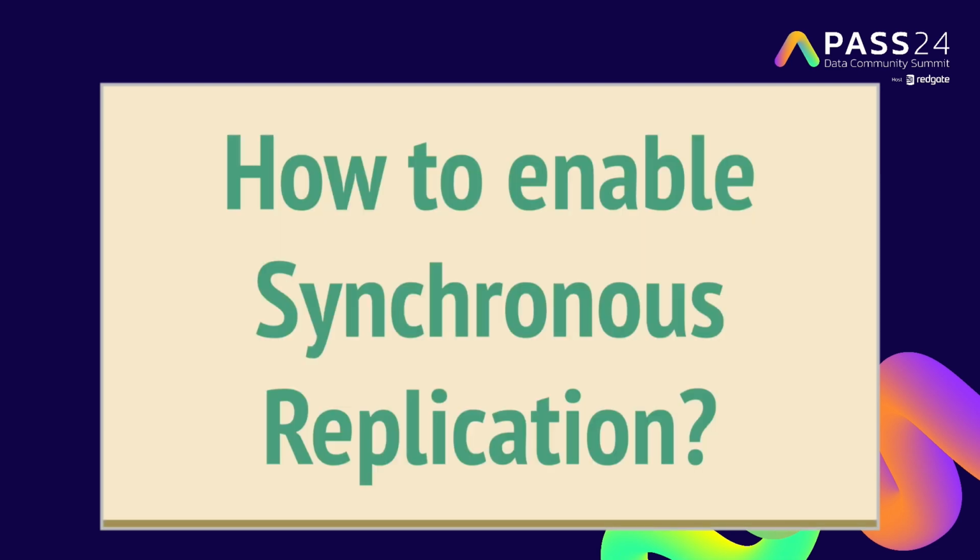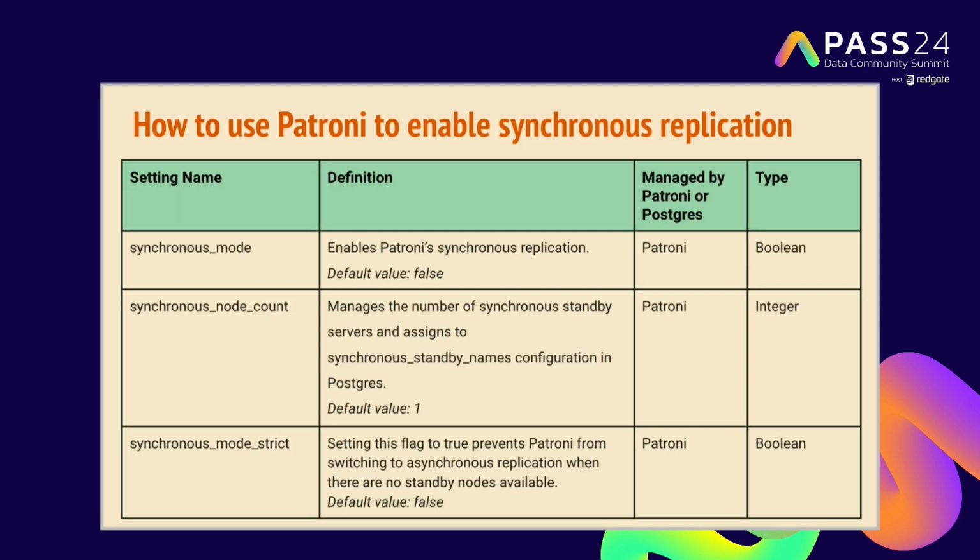So we know that synchronous replication improves durability, but can we use Patroni to enable synchronous replication? Yes, it's possible. There are a few settings that we need to tweak. The first one is synchronous mode. This enables Patroni synchronous replication. By default, it's set to false, so it follows asynchronous replication. Synchronous node count manages the number of servers that can be part of synchronous replication. Basically, it updates the synchronous standby names in the Postgres configuration. The default value is 1, so it will pick one standby to be part of synchronous replication.